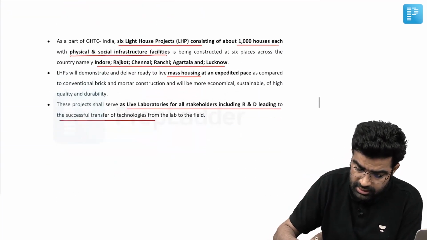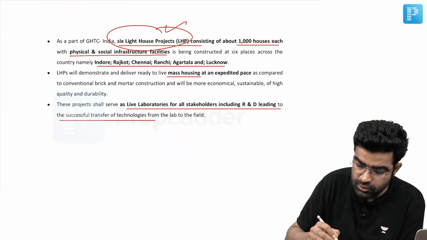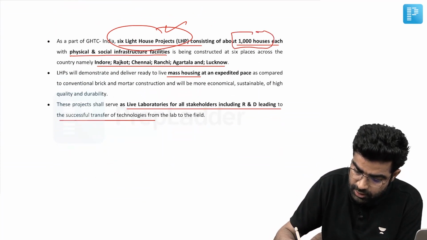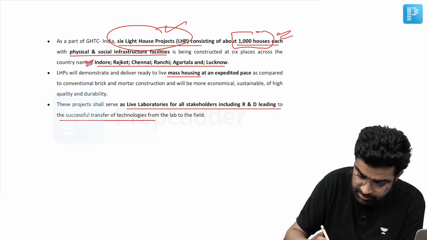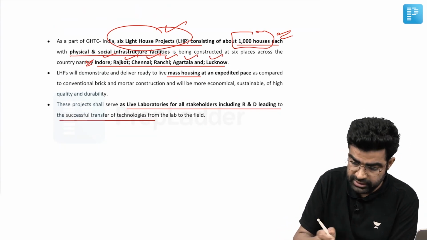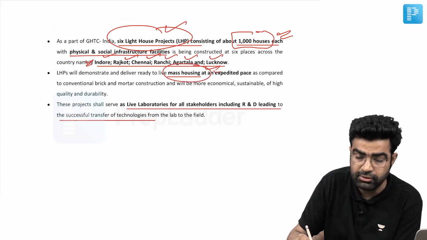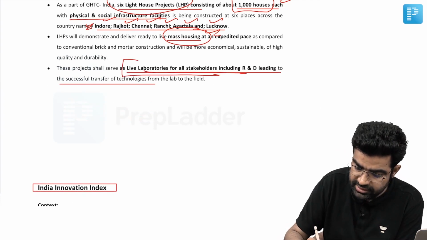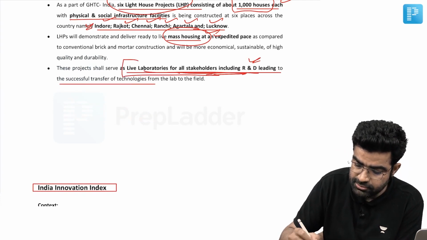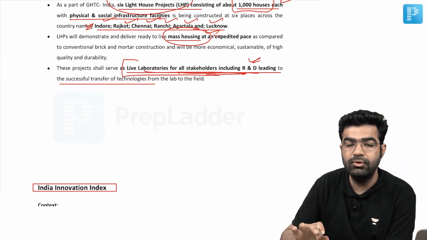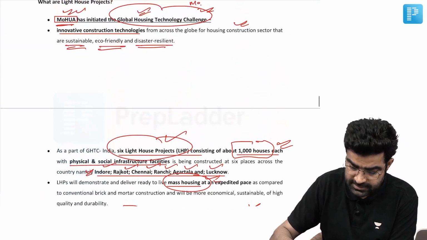Okay, now there are a total of 6 lighthouse projects being created, which will have 1000 houses each. These 6 projects are created in Indore, Rajkot, Chennai, Ranchi, Agartala and Lucknow. The aim is mass housing for the people. Again, these are going to be live laboratories, especially when it comes to the R&D in this housing sector. Okay, so this is about the lighthouse projects.